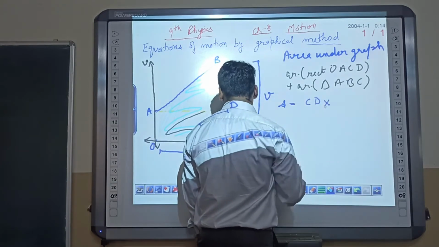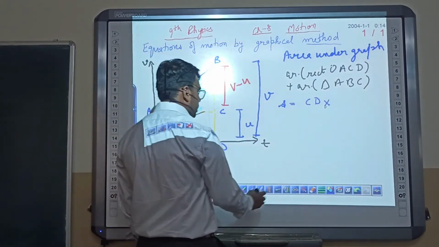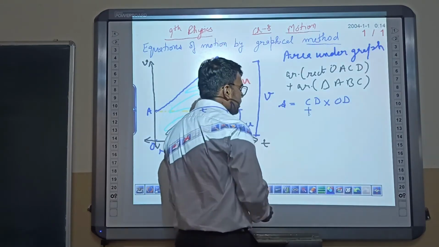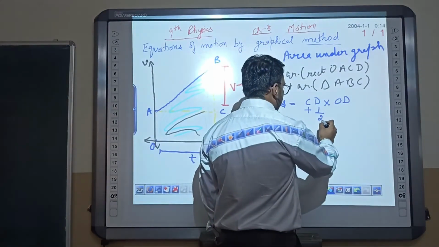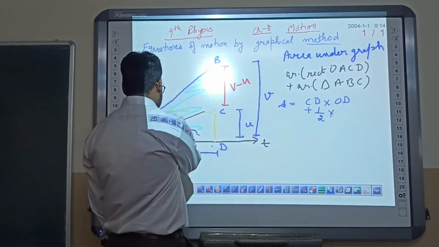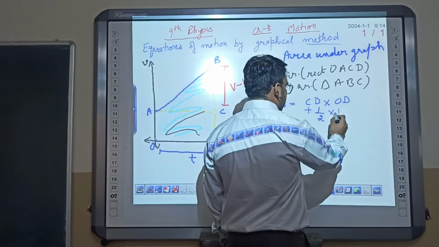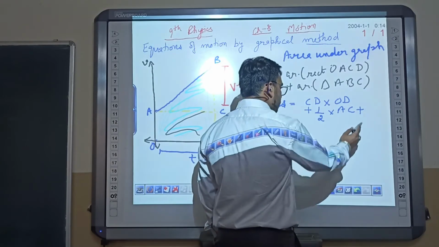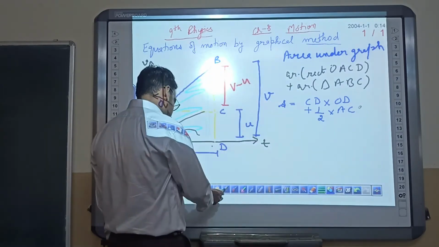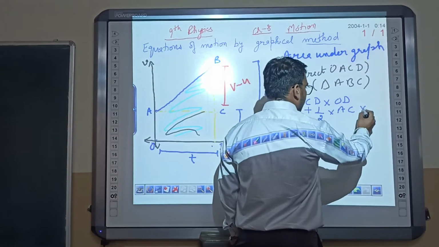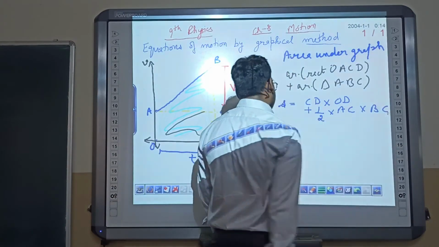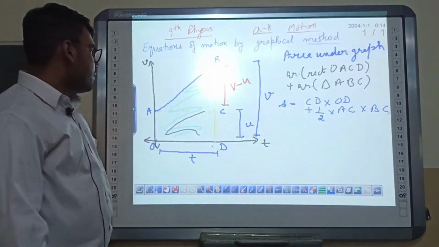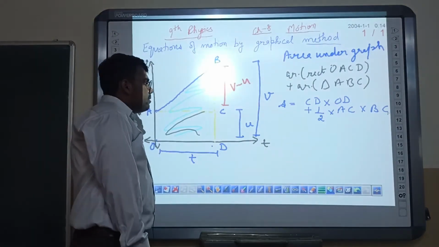CD multiply OD, plus area of triangle, which is half into base into height, half into base AC and height BC. Half into base into height. Okay, this is the area under graph. Next thing, let us start putting the values.